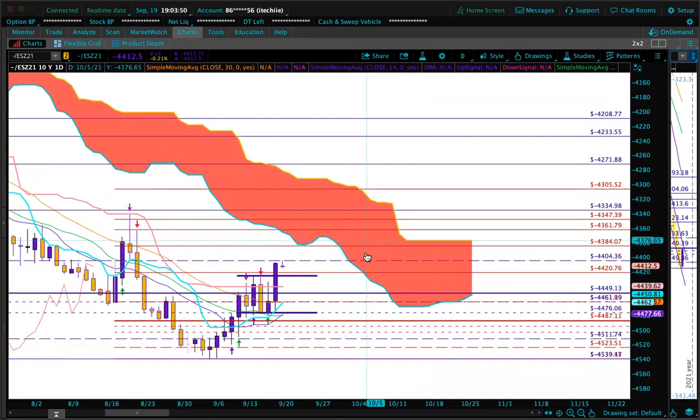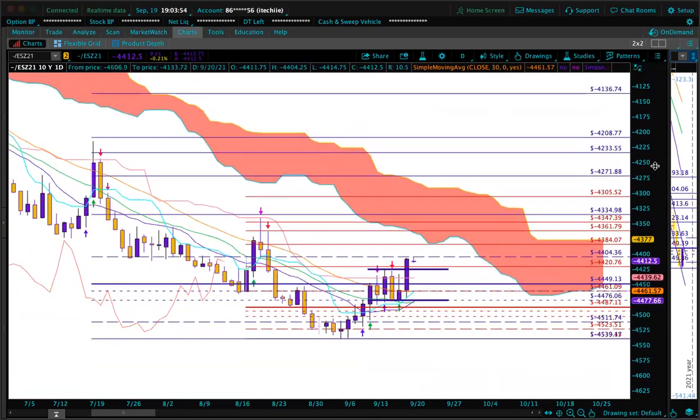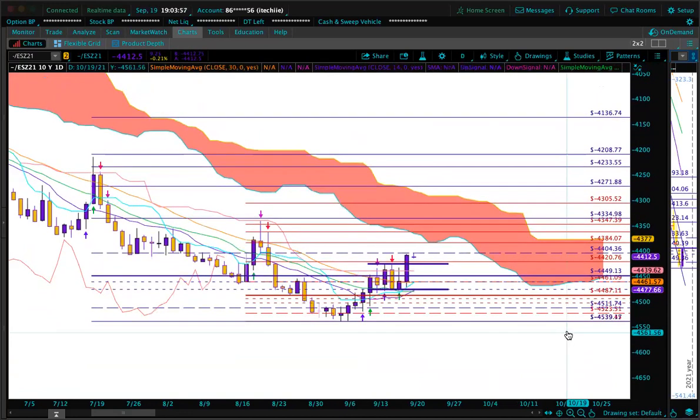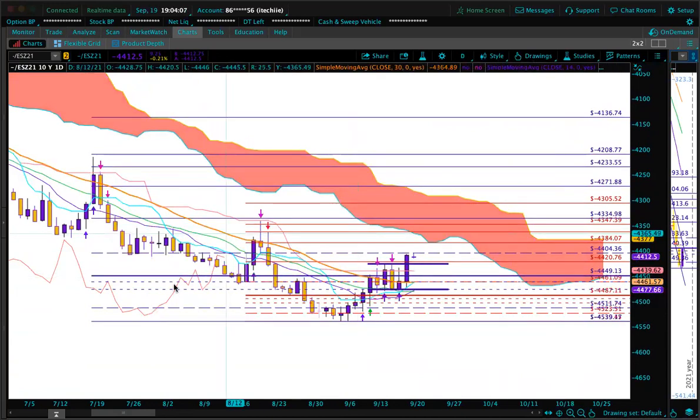So here's an ES chart. So you have your Ichimoku cloud. We've been trading below the cloud for a while. Cloud has been resistance. I'm looking for us to go inside the cloud, which is about 43.50. That's when we're inside the cloud, but I'm actually gonna get rid of that right now.